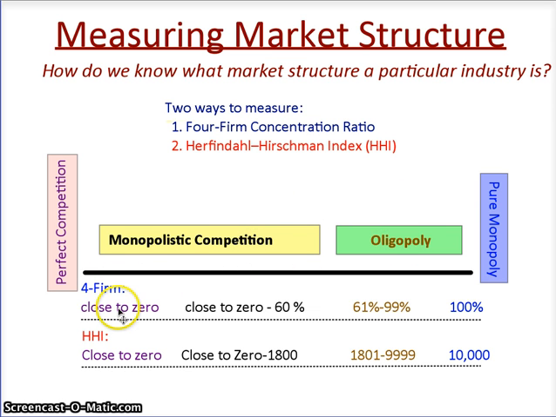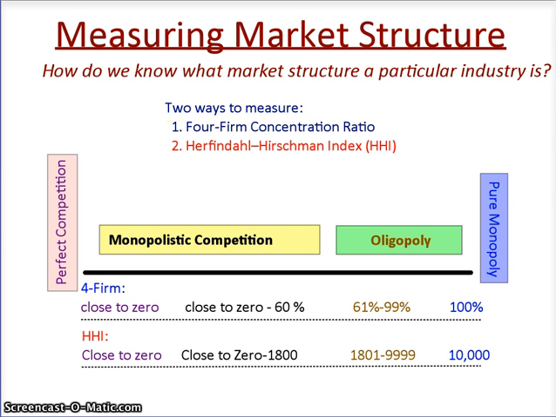If we apply the four-firm concentration ratio, when we calculate our numbers, if it's close to zero, it's perfect competition. If it's close to zero up to 60%, it's monopolistic competition. If it's 61% to 99%, it's an oligopoly. If the numbers come out to be 100%, it's a pure monopoly. If it's the HHI, we have close to zero, perfect competition, close to zero to 1800, monopolistic competition, 1801 to 9999, oligopoly, 10,000 is a pure monopoly.